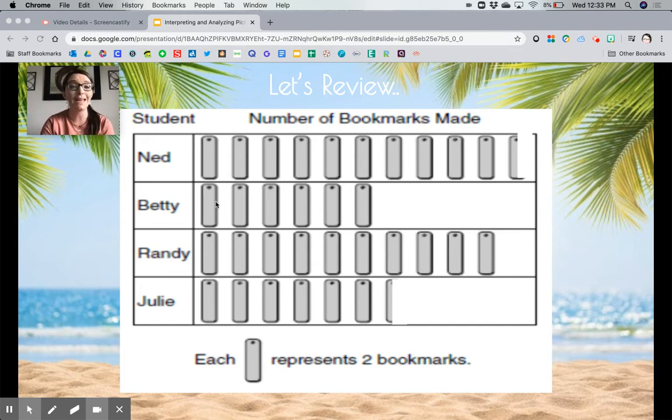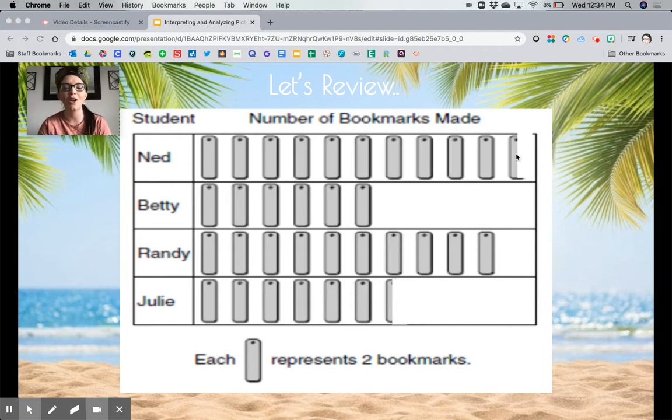So if you look at Betty, we could easily count them by twos and say 2, 4, 6, 8, 10, 12. So I know that Betty makes 12 bookmarks. Now if I have half a bookmark, what do you think that means? If you think that it means that half of a bookmark equals 1 bookmark, you are 100% correct. Give yourself a pat on the back.